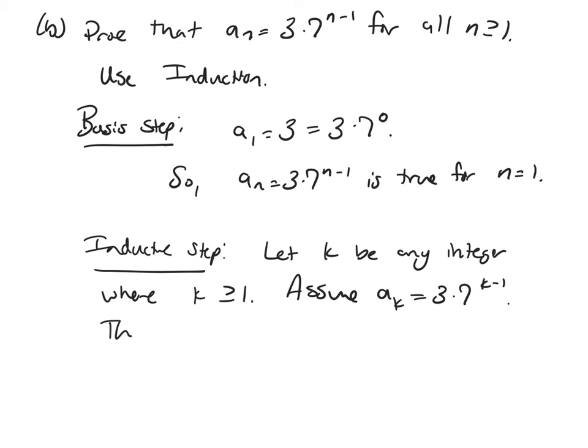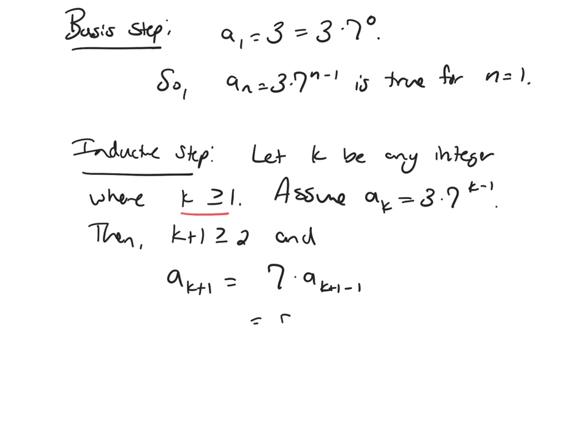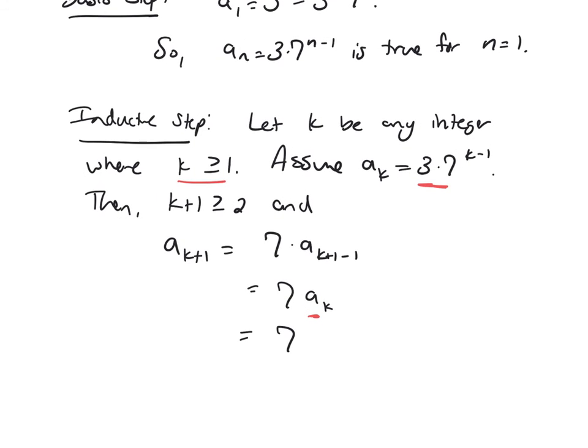Well, if k is at least 1, that means k plus 1 is at least 2. And that means that we can use our recursive relation for A_(k+1). It'll be 7 times A_((k+1)-1). So that's going to be 7 A sub k. Well, we have a formula for this, right? It's up here. So I can plug that in. I'll get 7 times 3 times 7 to the k minus 1.